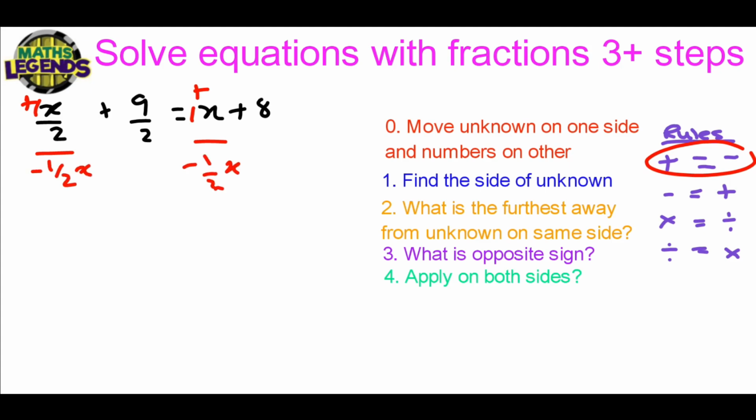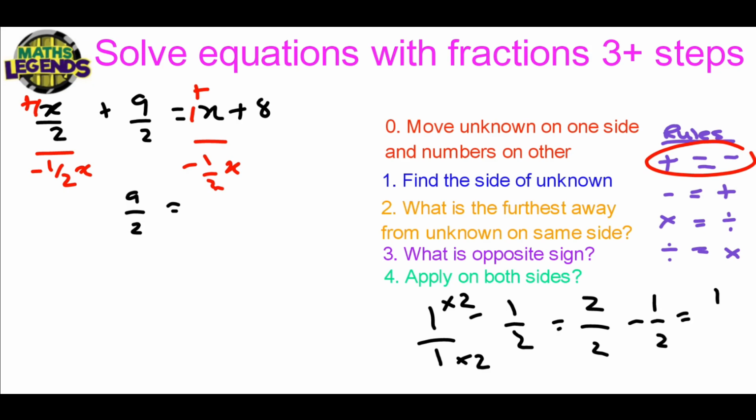So then we simplify. So x over 2 minus the x over 2 is 0. We're left with 9 over 2. 1x minus a half x, so 1 minus a half. We can do this on the side. So 1 minus a half. Well, 1 is the same as 1 over 1. We can multiply top and bottom by 2 to get a common denominator. So we're left with 2 over 2 minus a half, which is left with just a half.